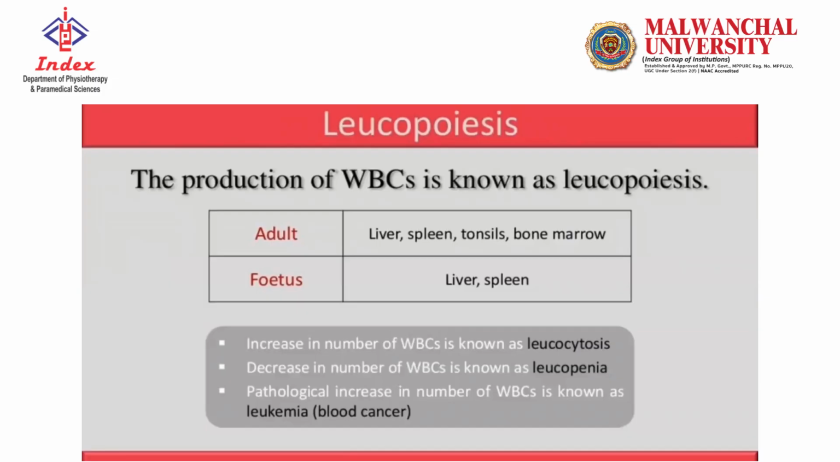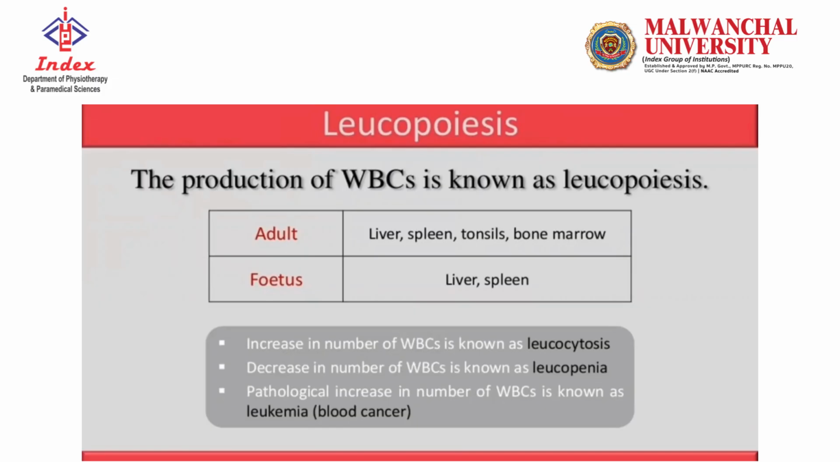Leukopoiesis. Now we'll discuss leukopoiesis. The production of WBC is known as leukopoiesis. Leukopoiesis is the process of formation of WBC from bone marrow to the blood stream.